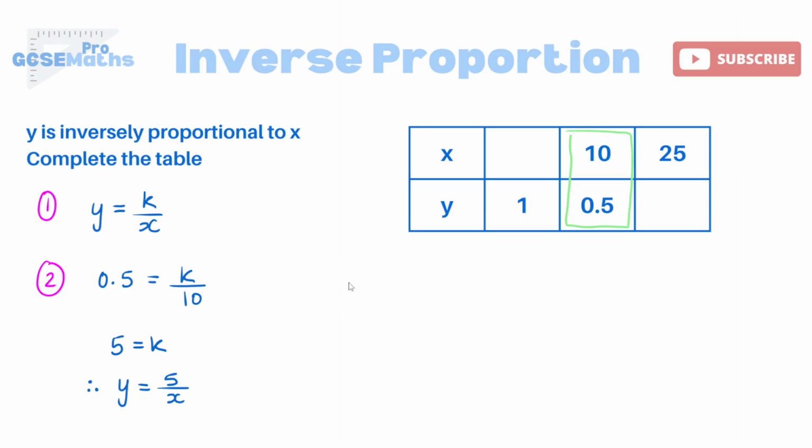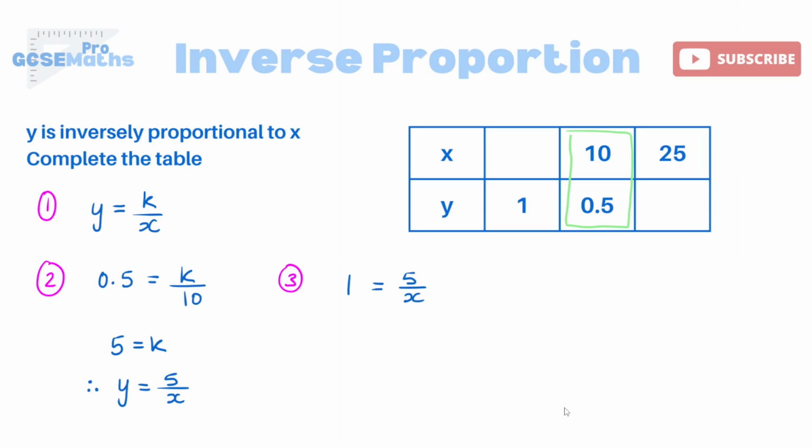Step 3 is then to actually answer the question. In this case, that was to complete the table. And for this one, I've actually therefore got two steps, haven't I? I need to work out the missing x and then also the missing y. So let's work out x first. We want to know what is x when y is 1. So if I have this formula, I can substitute in y is 1, so 1 is equal to 5 over x. And now I just need to solve it.